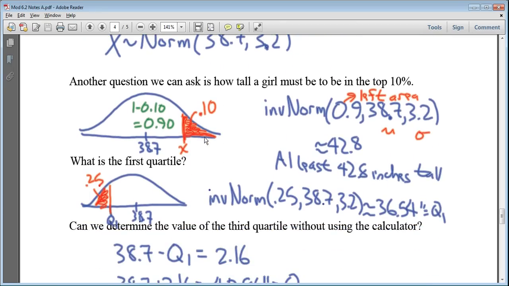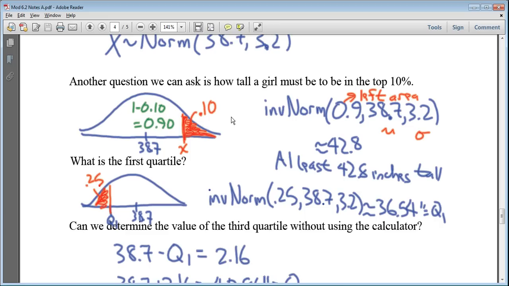Now, what about the inverse normal? So as this says, another question we can ask is how tall a girl must be to be in the top 10%. So if you're in the top 10%, that means you're pretty tall. So again, like every problem, I draw my bell curve, put my mean in the middle. So I shade some area to the right, and I say that's the top 10%. Well, I don't know what the height is, so I put an X down below the x-axis. But I do know that the top 10% corresponds to an area of 0.1 or 0.10.